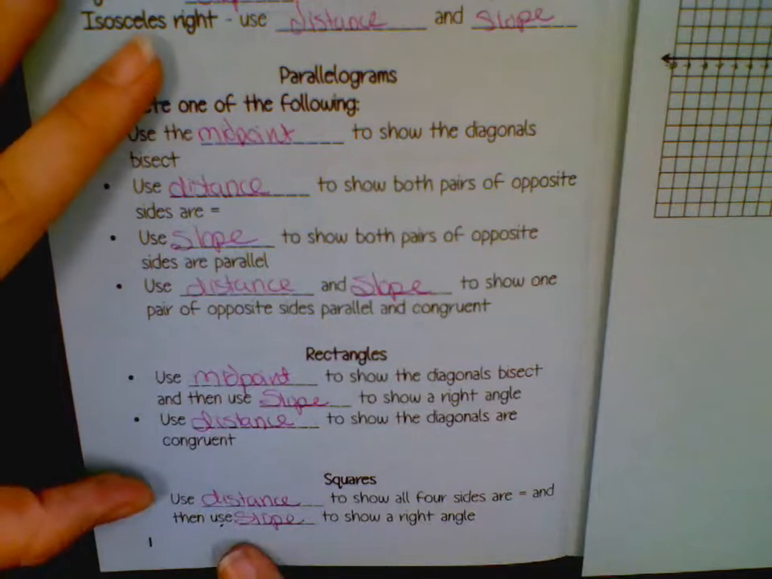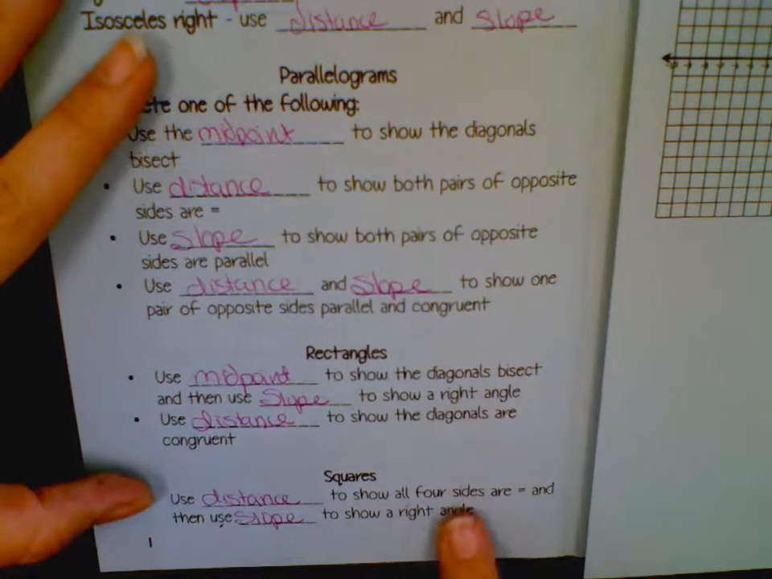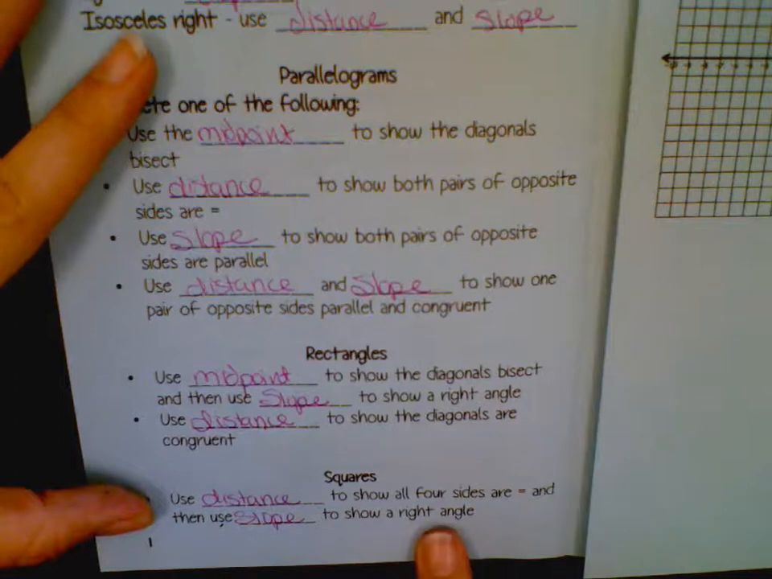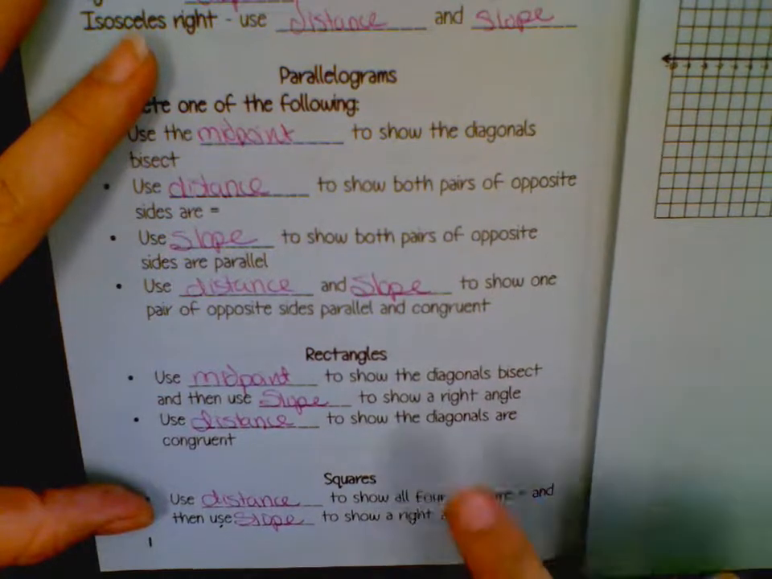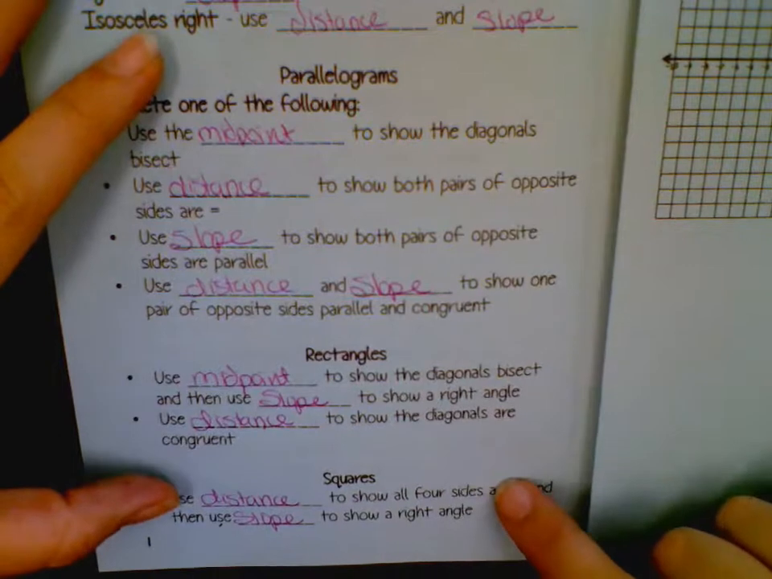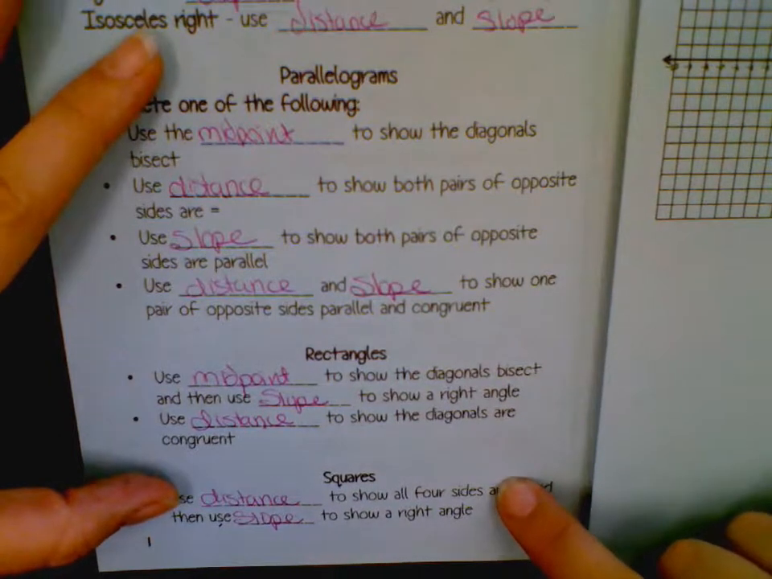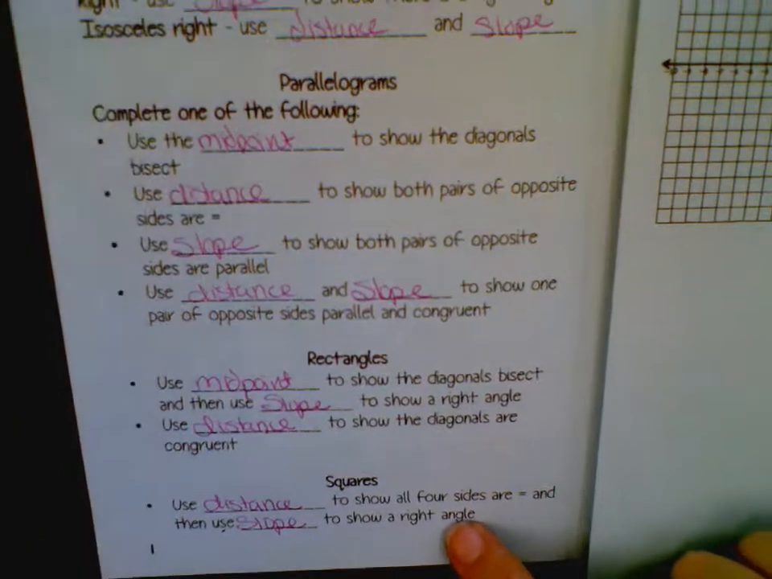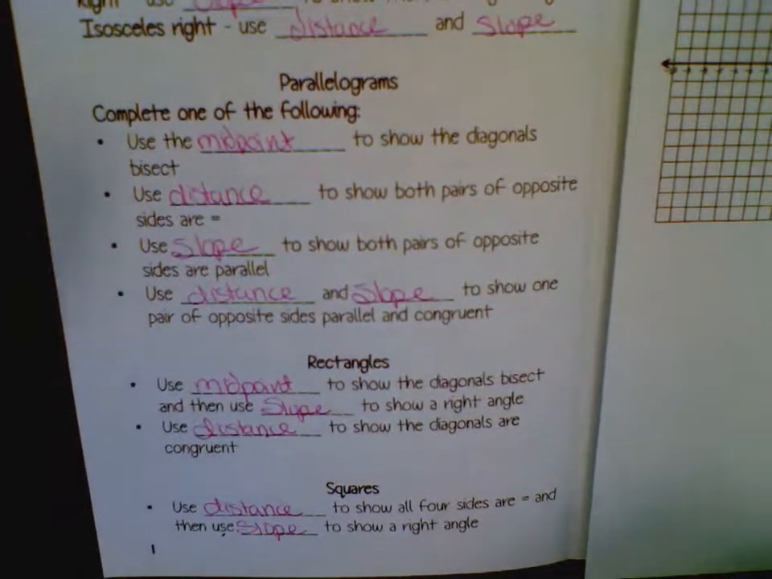And then for a square, we can show that all the four sides are congruent using the distance formula, and then use the slope formula to show that it has a right angle. We'd have to do both because just having congruent sides could be a rhombus, or if it's perpendicular, it could be a rectangle. So you have to show both for that.